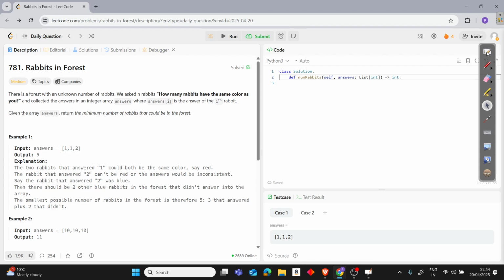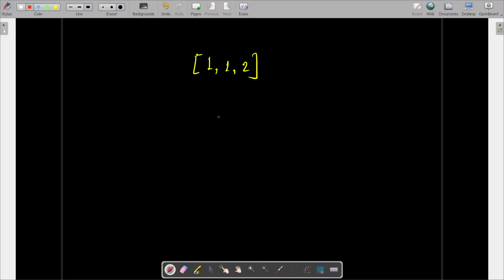In order to do that, let's understand the problem here. We asked the first rabbit and he said there is one rabbit of the same color. Let's say the rabbit said the color is red. Okay, it's of red color. So it means there are two rabbits of red color. So there are R1 and R2, two rabbits of red color.